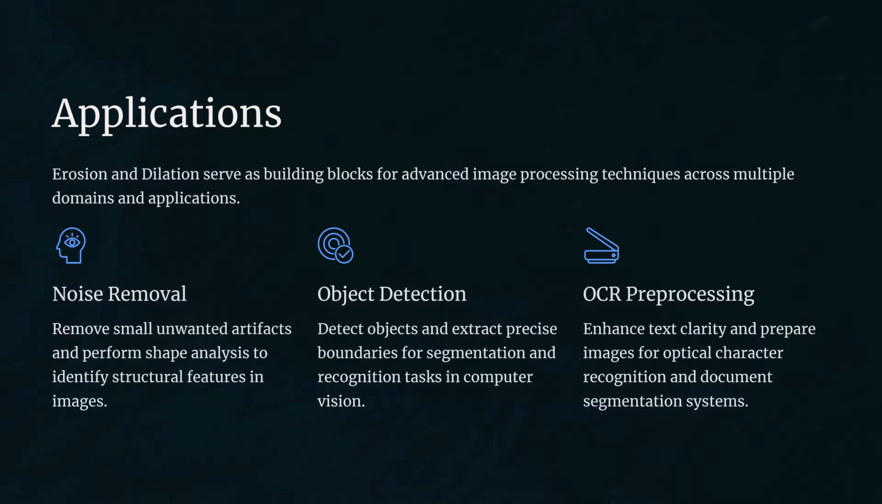The final one is OCR preprocessing, which stands for optical character recognition. In this process, erosion and dilation are used to enhance the clarity of scanned documents. They make the edges of the letters sharper and help OCR software read characters correctly. This technique is widely used in document scanners and automated reading systems.